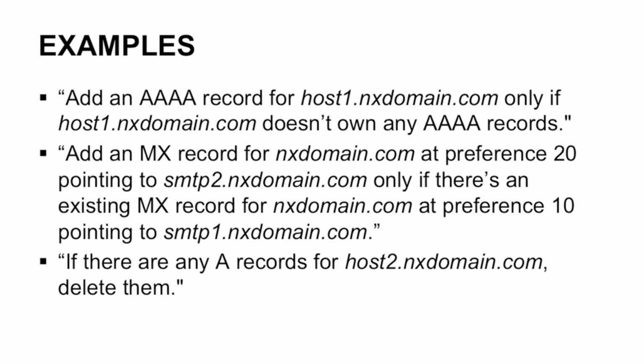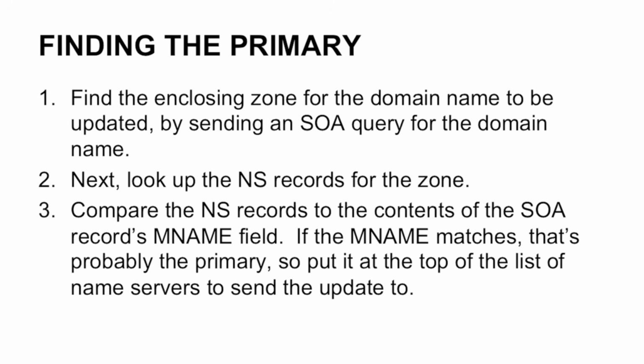So together, you can construct useful updates like this. Add a quad A record for host1.nxdomain.com only if host1.nxdomain.com doesn't already own any quad A records. Add an MX record for nxdomain.com at preference 20, pointing to smtp2.nxdomain.com, but only if there's an existing MX record for nxdomain.com at preference 10, pointing to smtp1.nxdomain.com. Or if there are any A records for host2.nxdomain.com, delete them. Of course, the updater is not required to set prerequisites, in which case the update is processed, that is, assuming the updater is authorized.